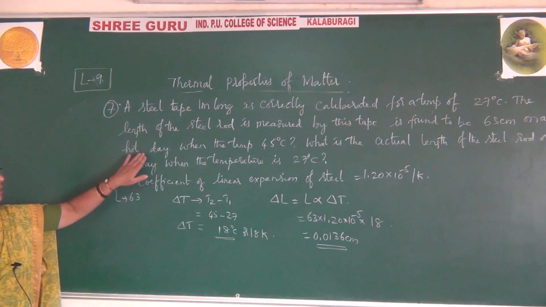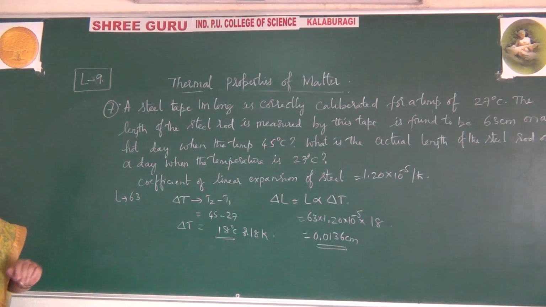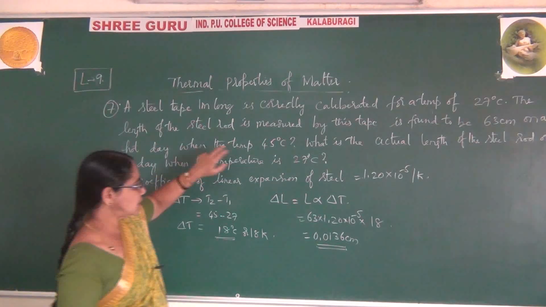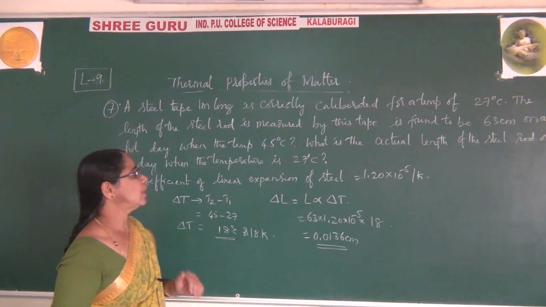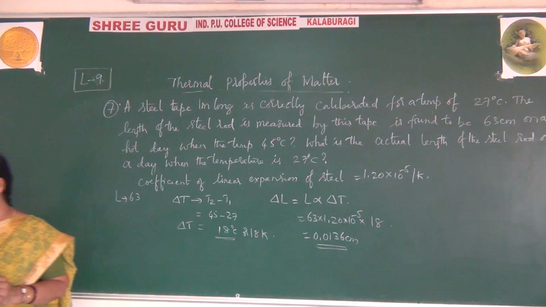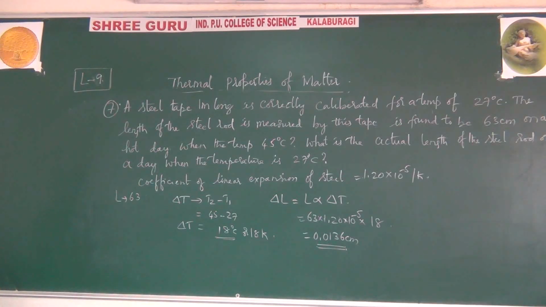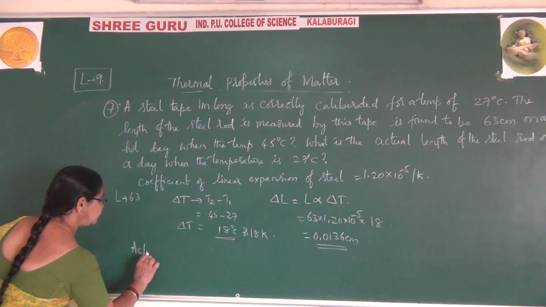First, let us calculate for today. We got this 45 degrees centigrade. The temperature we have calculated, and for this temperature we have calculated the change in length. Now first let us calculate what is the length at 45 degree centigrade. So what will be the actual length at 45 degree centigrade? Let us calculate the actual length.